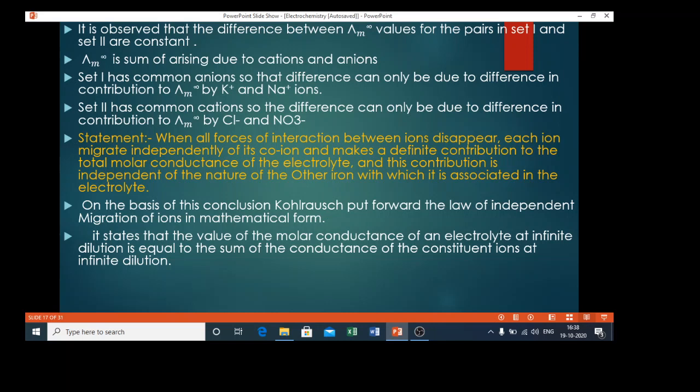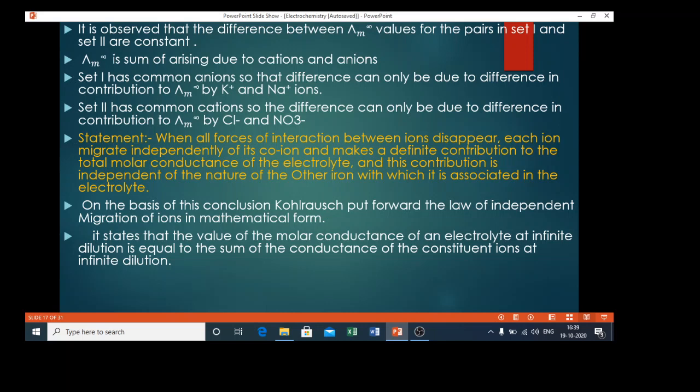Now, what is the statement of the Kohlrausch law? The statement is that when all the forces of interaction between the ions disappear, when the dilution increases, there is no attractive force and no repulsive force possible between the ions.